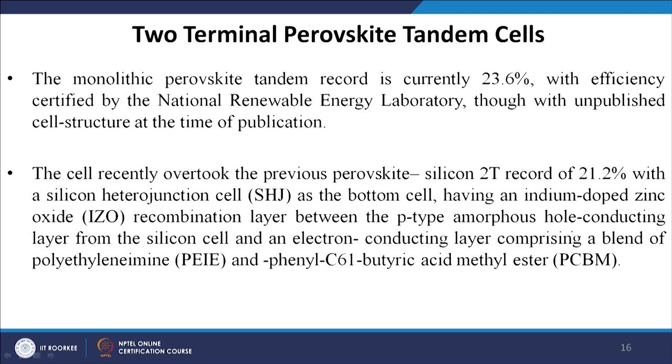The monolithic perovskite tandem record is currently 23.6% efficiency certified by National Renewable Energy Laboratory NREL, though with unpublished cell structure at the time of the publication. The cell recently overtook the previous perovskite silicon 2T record of 21.2% with a silicon heterojunction cell as the bottom cell, having an indium doped zinc oxide recombination layer between the p-type amorphous hole conducting layer from the silicon cell and an electron conducting layer comprising a blend of polyethylenimine and PCBM.